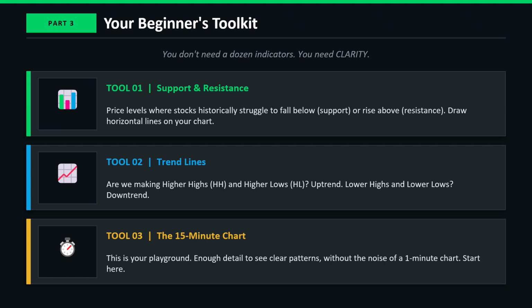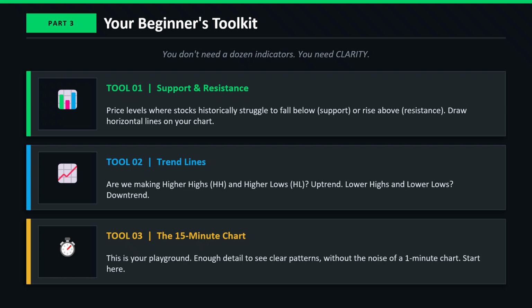Tool 02, trend lines. You need to be able to look at a chart and quickly tell if it's an uptrend or a downtrend. An uptrend is defined by a series of higher highs and higher lows. A downtrend is defined by a series of lower highs and lower lows. That's it. If you can't see that structure, there is no trend.